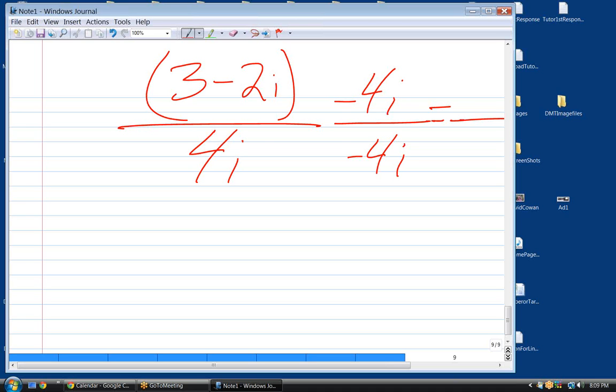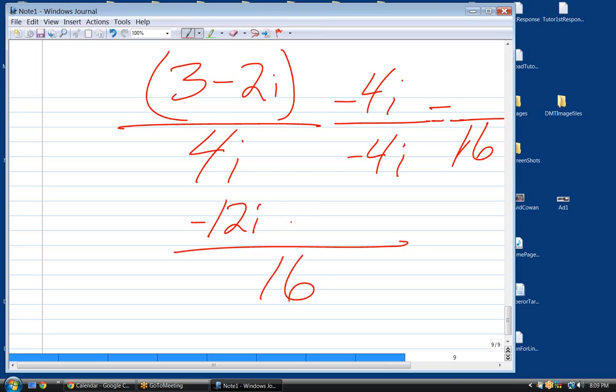Negative 16i squared. Which is what? 16. What's the top become? Negative 12i plus 8i squared, so negative 8. Okay. 12i minus 8. Okay, but let's write that in as minus 8 minus 12i. In other words, we want it in standard format, over 16.